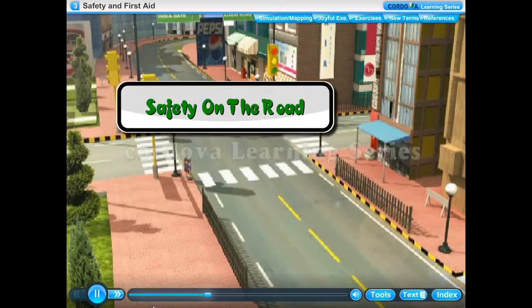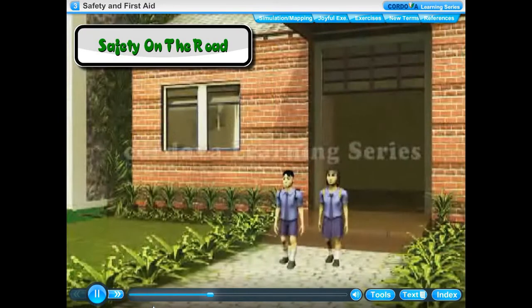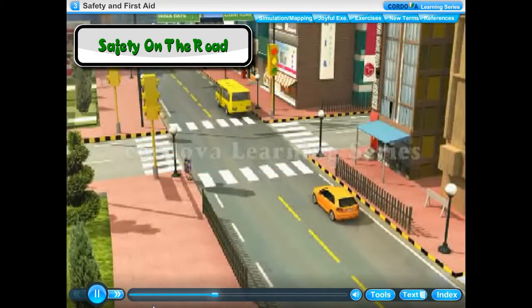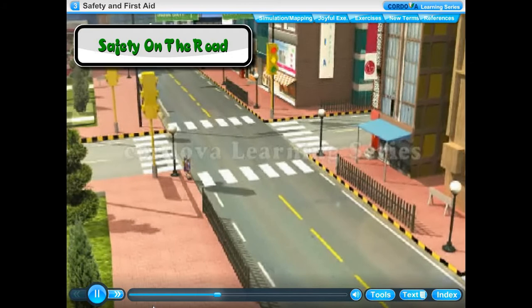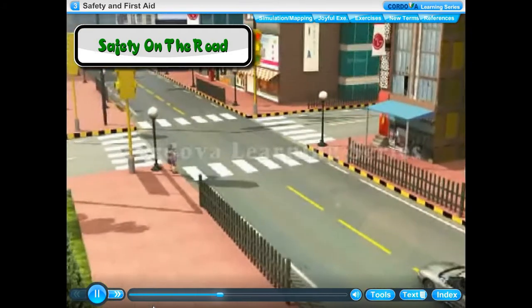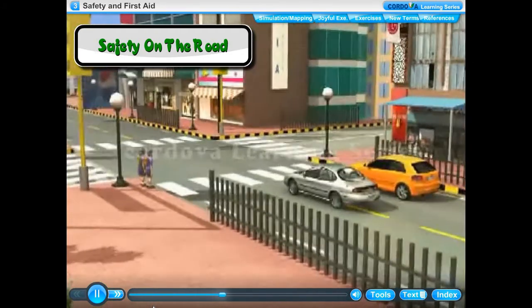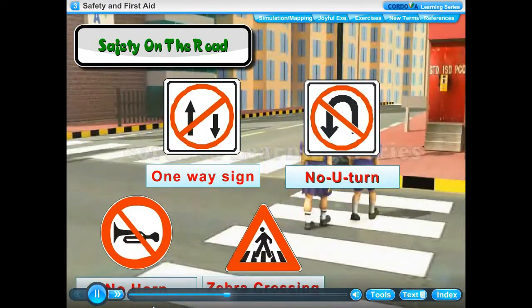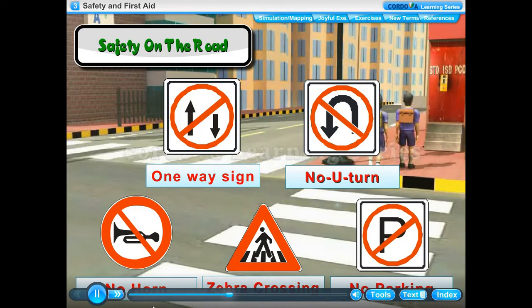Safety on the road. Safety on the road is more important than ever before because of the rapid increase in the number of vehicles. Being careless on the road can lead us to serious accidents. We all should follow the safety rules on the road. In previous class, we have learnt all about traffic lights, footpath and zebra crossing, etc. We see many signs on the road. These signs are called road signs or traffic signs. We all should learn and follow these signs.